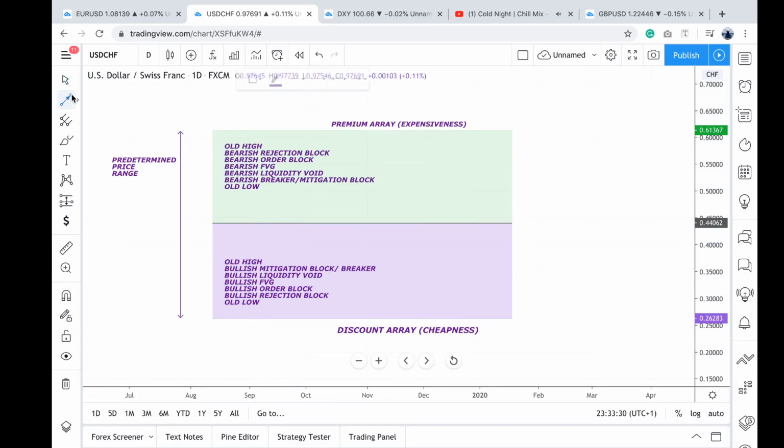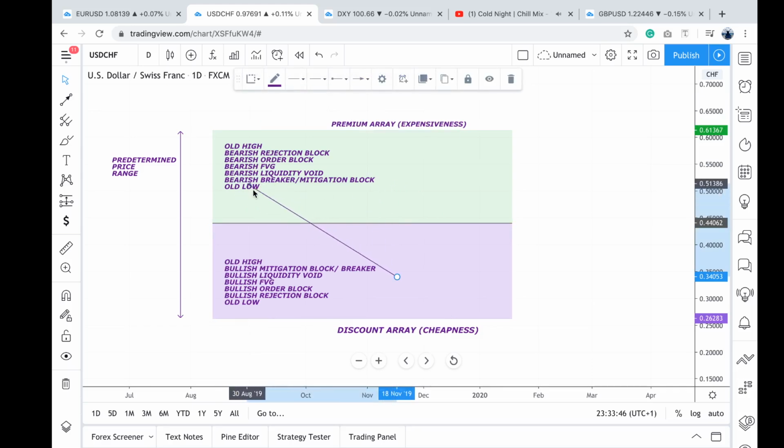Okay, so now let me put an arrow here real quick. So now let's see price moving from a discount level to a premium level. Okay, so the first thing price is going to approach is old lows, should that exist on your chart. So once price goes past old lows, the next thing to reference in terms of institutional landmarks, let me call it that way, is a bearish breaker slash mitigation block. Should that exist? Should that appear on your chart?